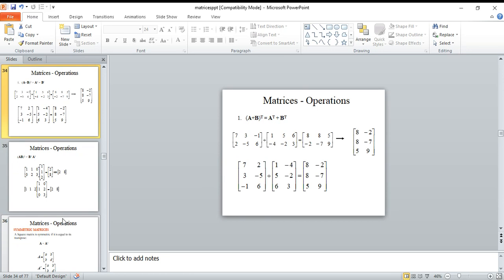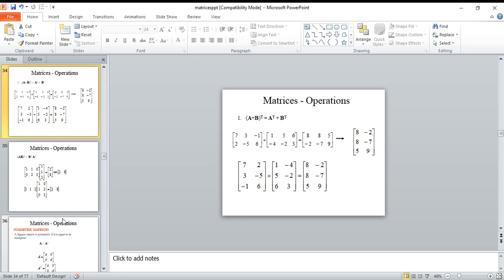(A + B) whole transpose is equal to A transpose plus B transpose. Example: A = [7 3 -1; 2 -5 6] plus B = [1 5 6; -4 -2 3]. This is the addition of two matrices. 7 plus 1 is 8. 3 plus 5 is 8. -1 plus 6 is 5.